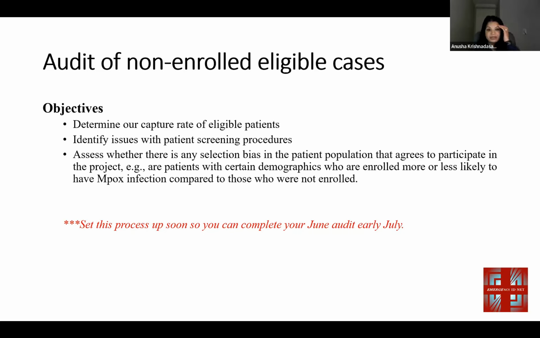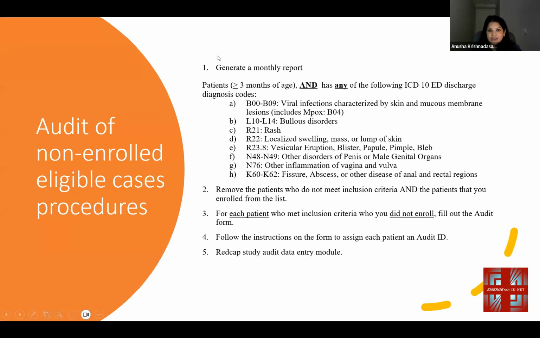And if there is a possibility for you to expand coverage during this time, if you're seeing that, then we would want you to try to adjust. Another thing that we look at is whether there's bias in the patient population that agrees to participate in the project versus those that aren't enrolled. So the audit is very similar to our usual setup. Generate a monthly report. Hopefully you can do this through your EMR system very easily. Patients greater than 3 months of age who have any of the following ICD-10 codes.